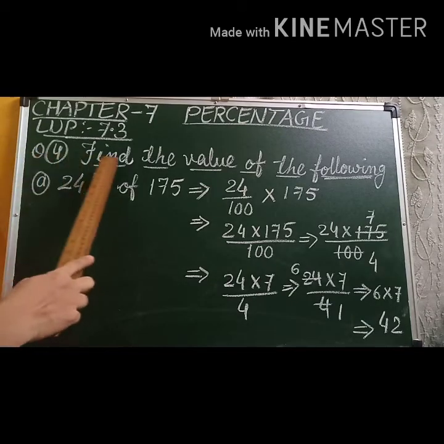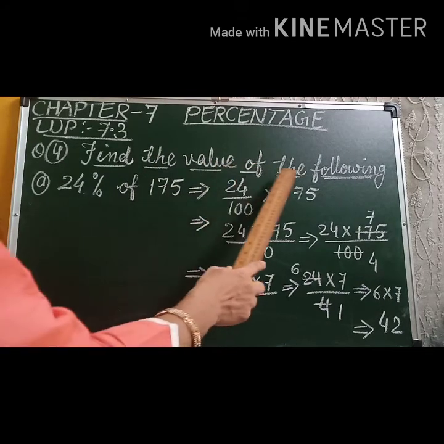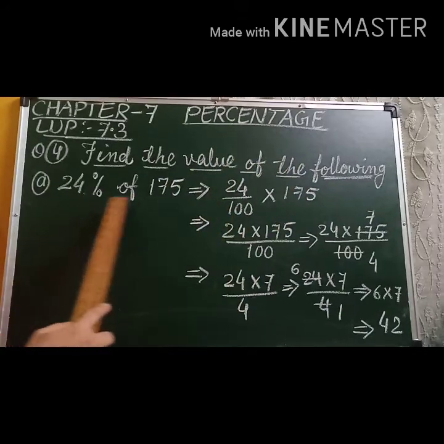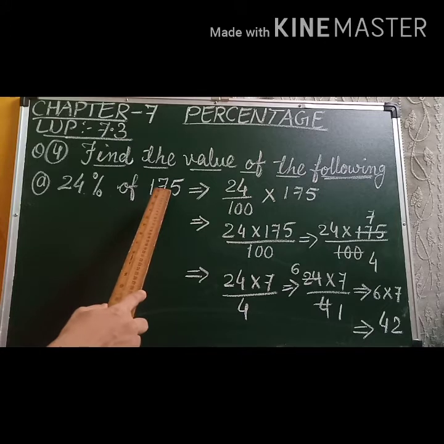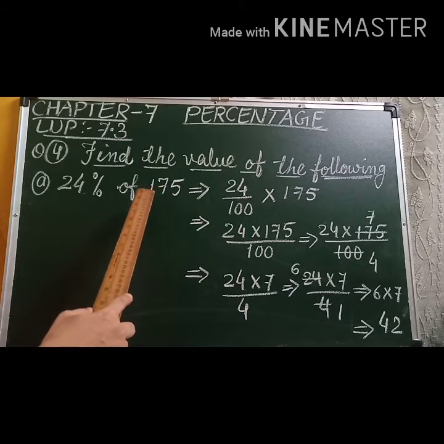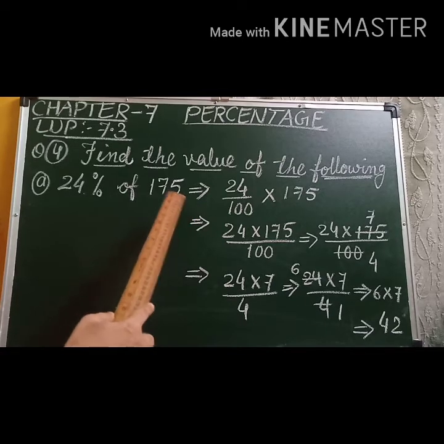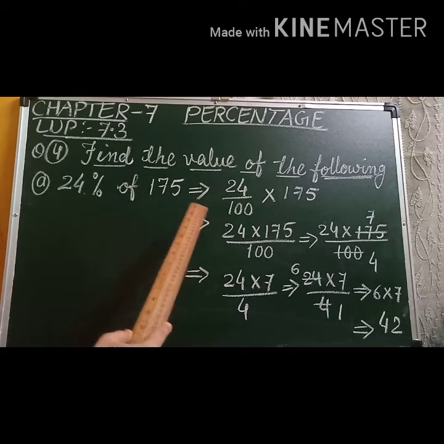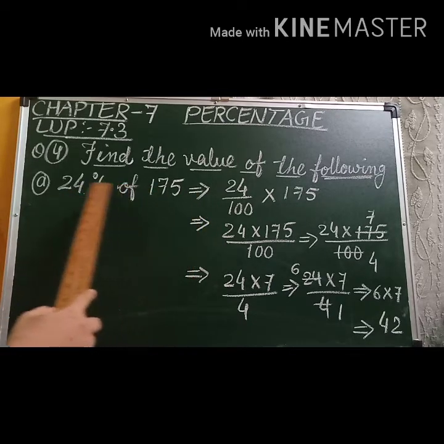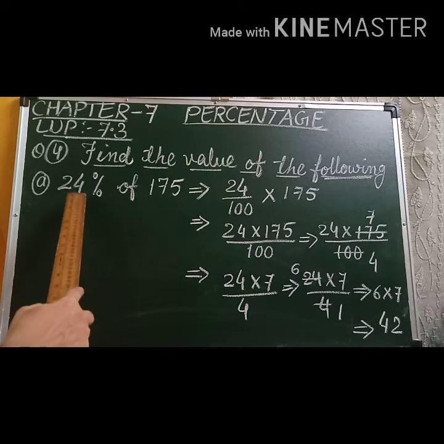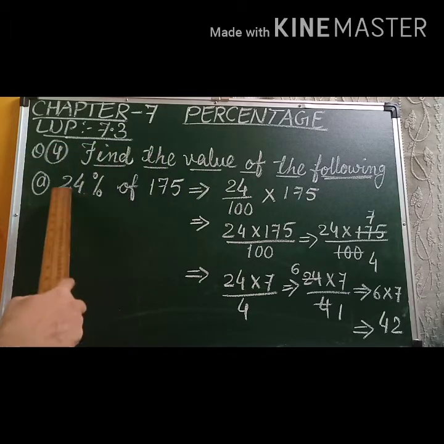In question number 4, we have to find the value of the following. This question is something different because up till now we have learned how to convert fraction into percentage and percentage into fraction and how to convert decimal into percentage. But this question is different. Here we have to find the value of the given term.